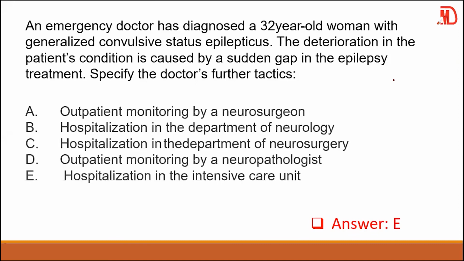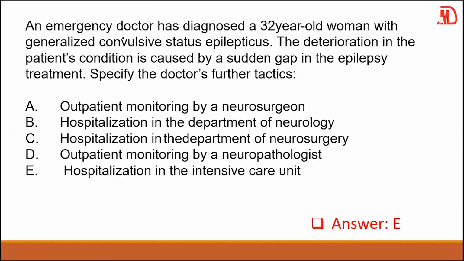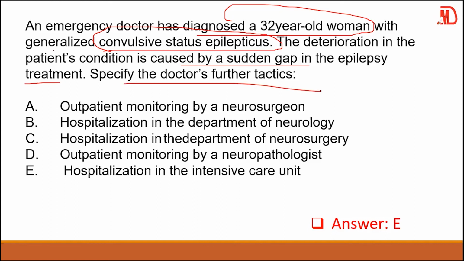Of course, the answer has come up, but then let's continue to read. An emergency doctor has diagnosed a 32-year-old woman with a generalized convulsive status epilepticus. That is seizures occurring more than once. The deterioration in the patient's condition is caused by a sudden gap in the epilepsy treatment. Specify the doctor's further tactics. So, of course, epilepsy is kind of a serious emergency. It's usually an emergency situation. And so, therefore, we have to hospitalize this person in an intensive care unit. So, this one, you already know the answer. So, your answer is definitely what? E. And again, they said there was a sudden gap in the treatment. Sudden gap in the treatment means either they defaulted or something like that. All right.